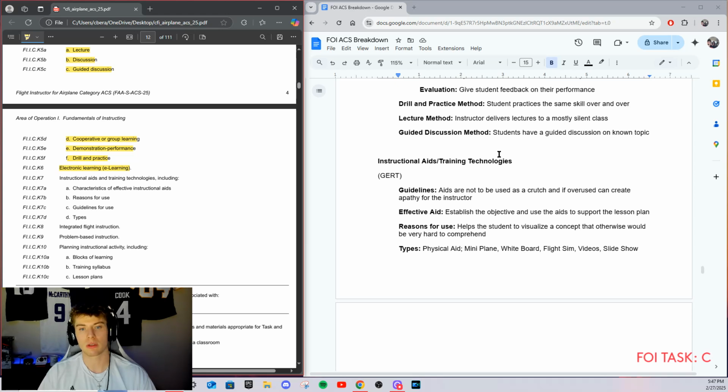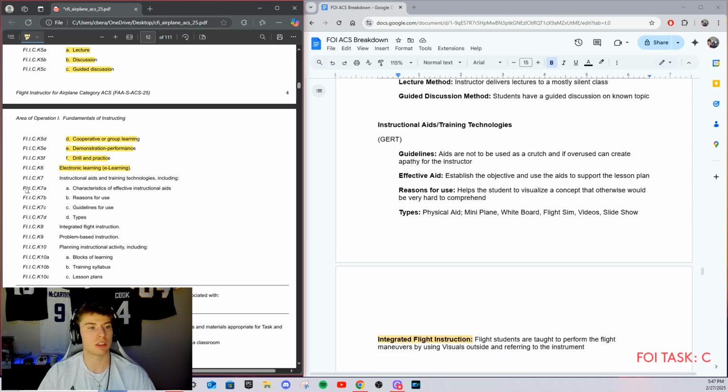Now we have instructional aids and training technologies. And then I did this one out of order too, just because I want to make it easier for me and you guys to memorize these. So GERT, the guidelines. Aids are not used just as a crutch, and if they're overused, can create apathy for the instructor. So when you're using instructional aids, let's say I'm using an airplane or I'm using my lesson plans, especially lesson plans, if I'm just reading from my lesson plans, or every time they ask me something, I go right back to my lesson plans, they're going to create apathy.